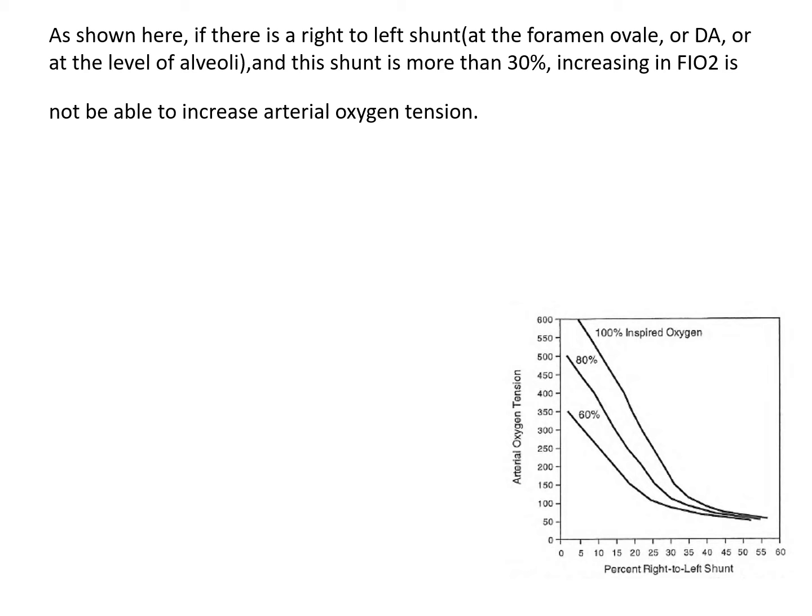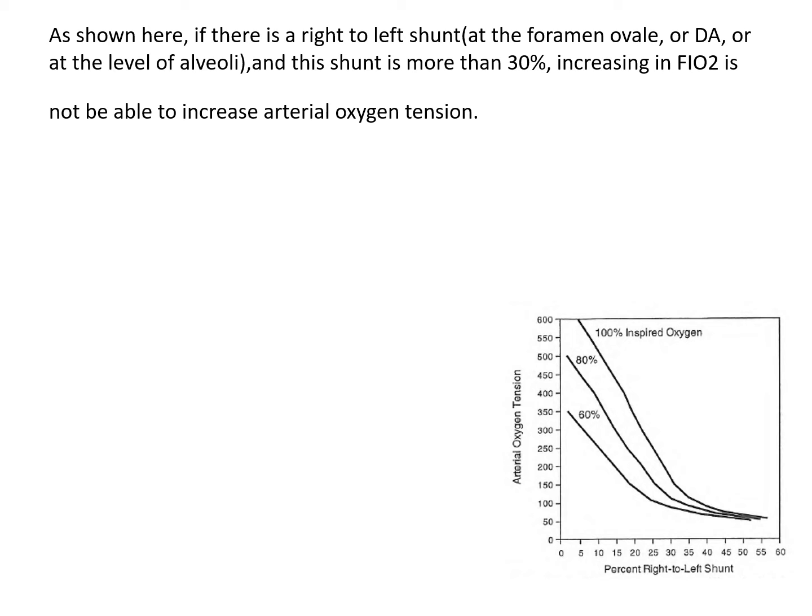Where is the place and the anatomy for right to left shunts? It is at the foramen ovale, which almost always in the fetal period and after birth is right to left. The second one is at the ductus arteriosus, like in the fetal period. And the third one is at the alveoli. It means that blood goes through the alveoli without gas exchange.